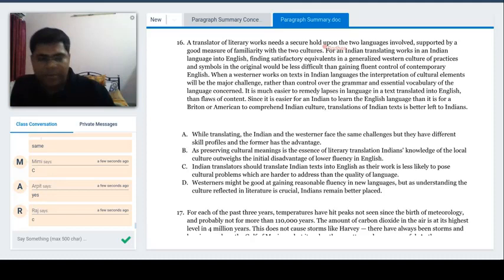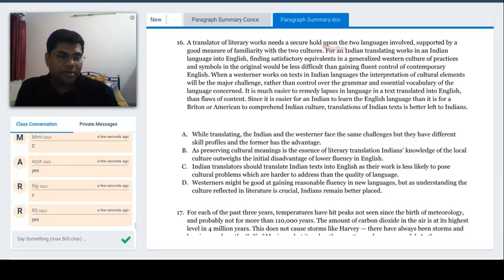Then he says, it is much easier to remedy lapses in language. Now, this is very important. He says, it is easier to remedy lapses in language in translated English than flaws of content. So what are flaws of content here? Lapses of language can be corrected. That means the language part is not a problem. So what exactly are flaws of content? The cultural aspect, right or wrong? Isn't it? That means the flaws of content arise from cultural misunderstanding.